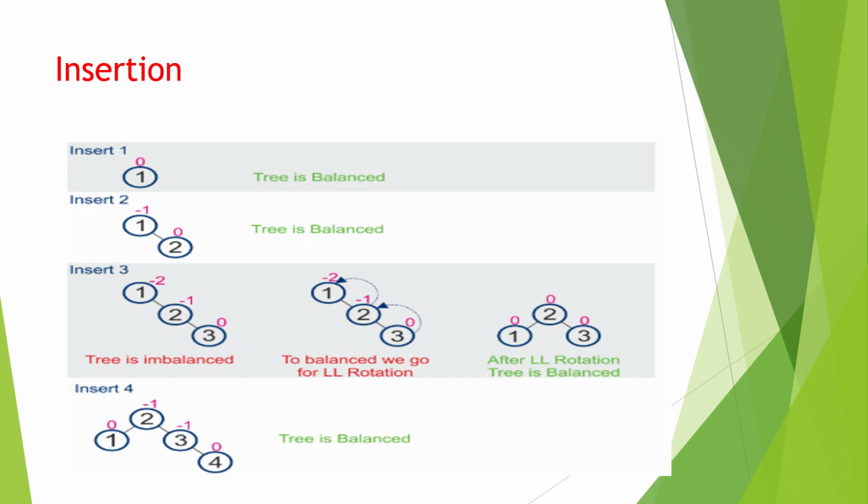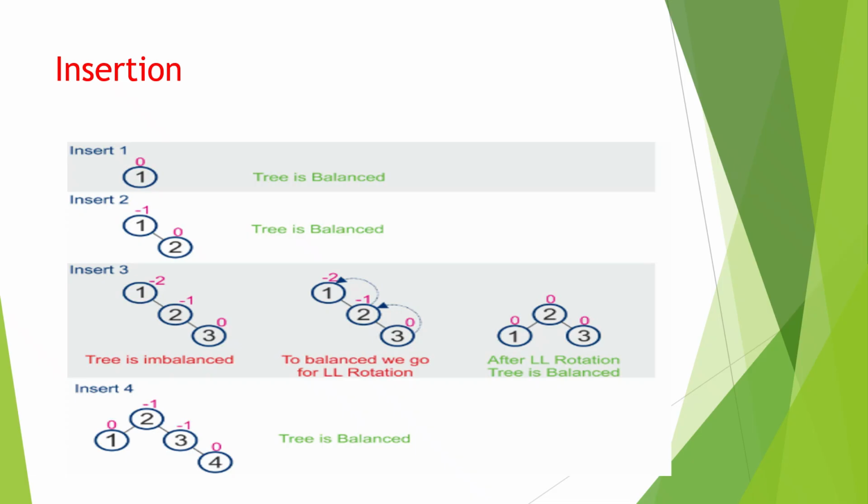Then we are going to insert 3. 3 is greater than 1. 3 is greater than 2. So we place 3 on the right side of 2. Then we check the balance factor. The balance factor for 3 is equal to 0. The balance factor for 2 is equal to -1. The balance factor for 1 is equal to -2. Tree gets imbalanced. To balance the tree, we have to perform LL rotation. After performing the LL rotation, the tree gets balanced.